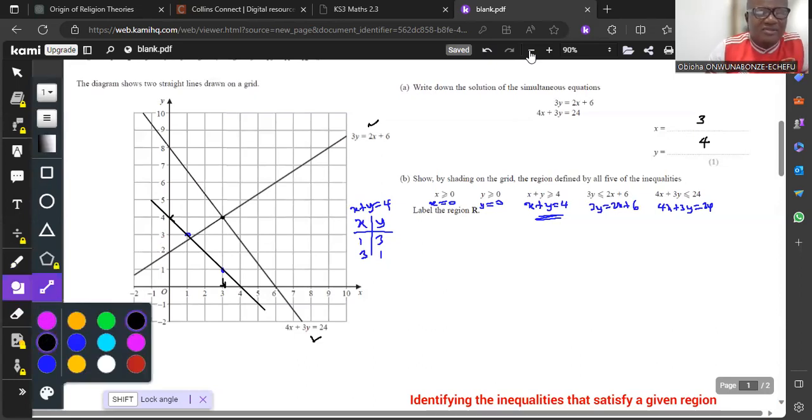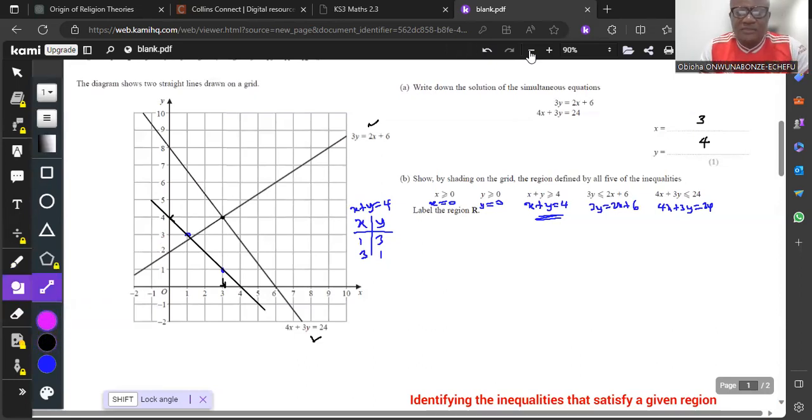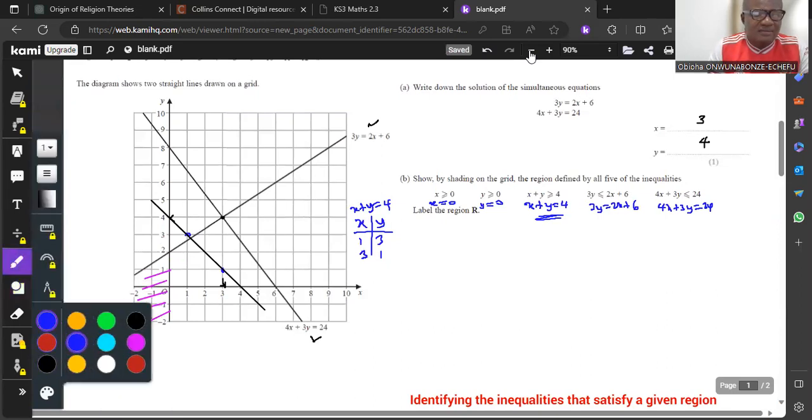So next is to do the shadings. Like I said earlier, x equal to 0 is the y-axis. So we're looking at the y-axis, and it says x greater than 0. So all the region to the right of the y-axis are numbers greater than 0. So I'm going to shade to the left of the y-axis. This is where I'm shading.